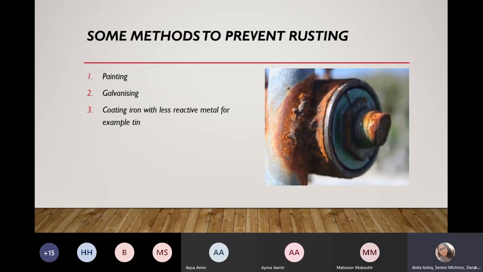Anyways, this is it for today's class. I'm thinking about what kind of assignment can be given on extraction of iron and extraction of aluminium. Let's see what comes to my mind. So I'll let you know for sure.